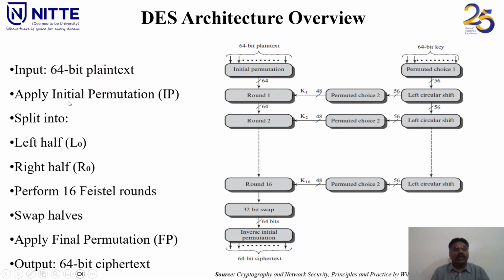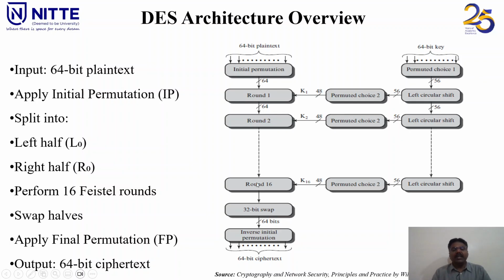So then, performing the 16 Feistel rounds, we swap the halves and apply the final permutation, so we will be able to get our 64-bit ciphertext. At every round, we make use of a 48-bit unique key, which we derive from the main 64-bit key.